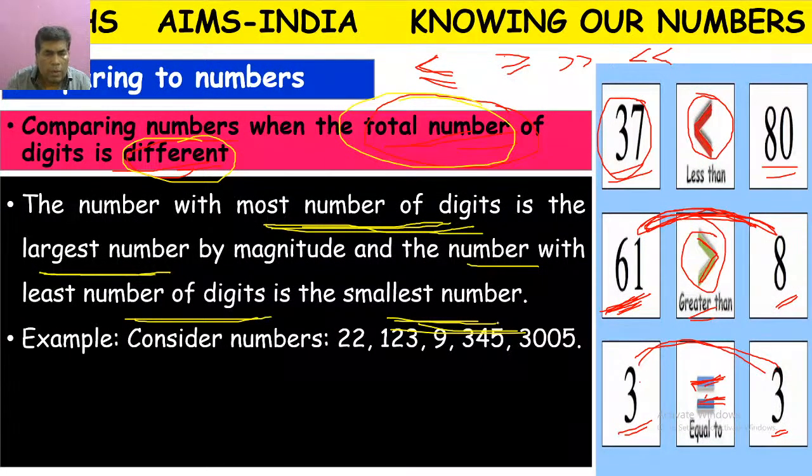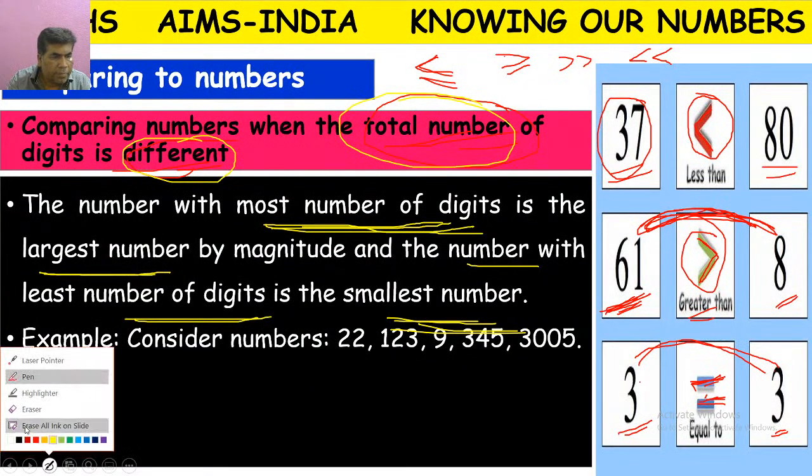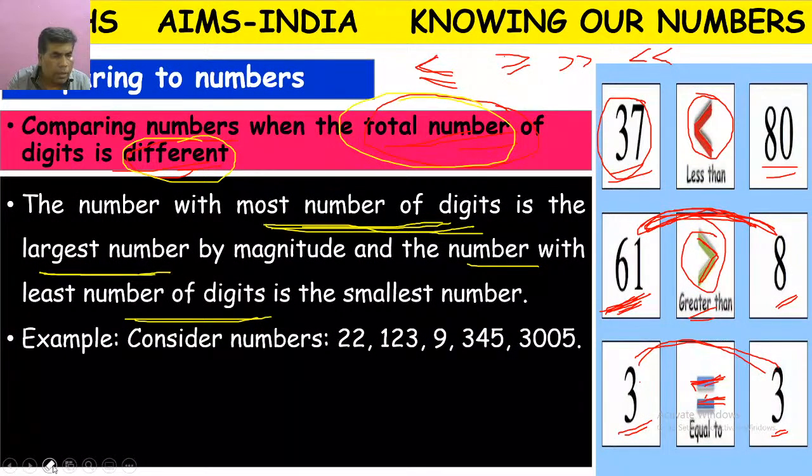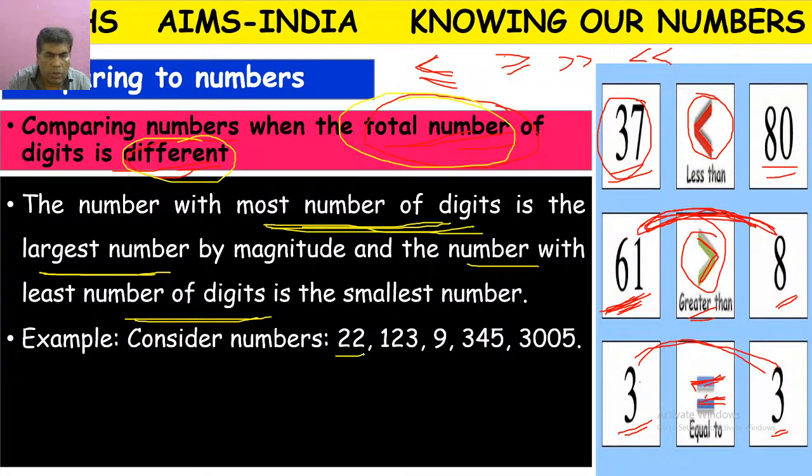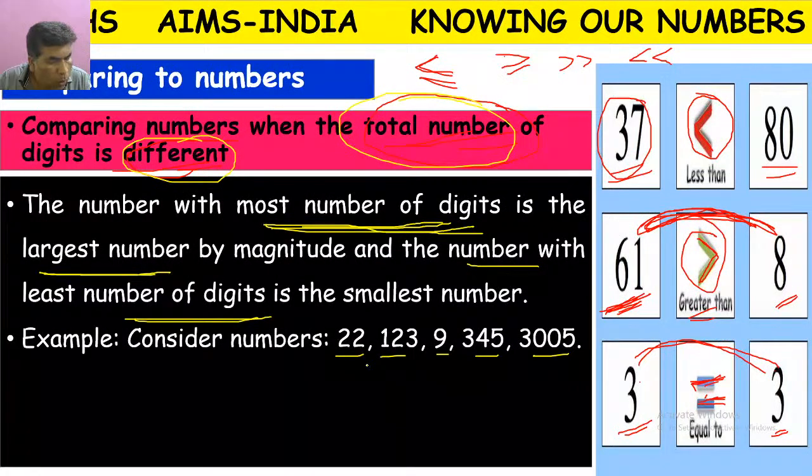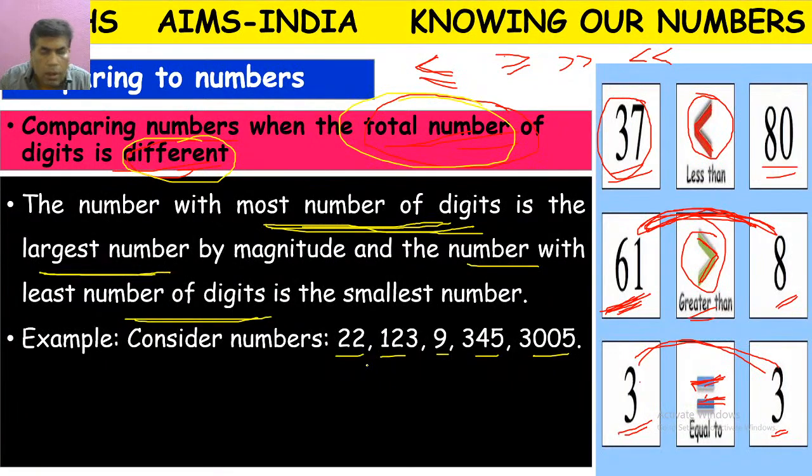Suppose we have numbers like 22, 123, 9, 345, 3005. We have 5 numbers. We want to compare these 5 numbers. Come on, tell me, what is the largest number among these 5 numbers? Try to identify.